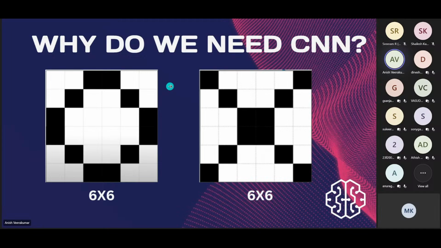So firstly, the question comes: why do we need CNNs? Why can't we just process images using a regular neural network? So let me come to its flaws. Firstly, let's assume that we have a huge data set of O's and X's, and we need to classify them into an O or an X. And we need to do it using a regular neural network.